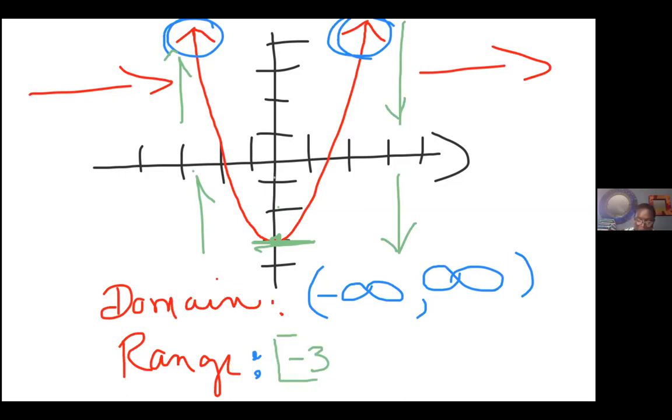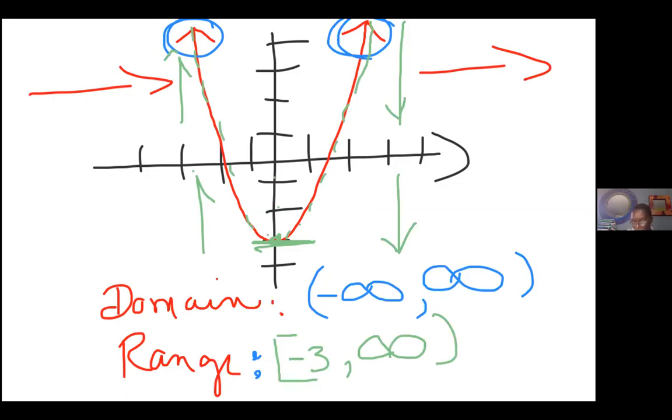And then guys, what happens after that? The graph increases on the right indefinitely. It increases on the left indefinitely. Where is it increasing to? It is increasing to positive infinity. So this would represent the range, guys. Any questions? If this is the first time you're seeing this, guys, it's going to take you a good 3 to 4 examples for you to really figure it out.